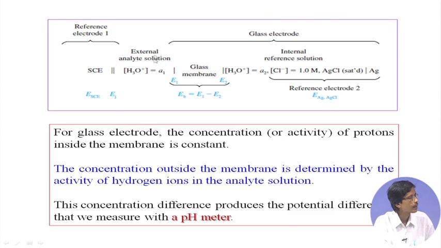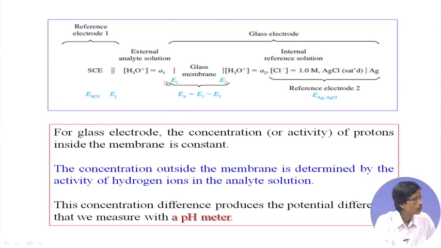So, that way we reach the corresponding measurement for your pH values. Now, how can these pH values be monitored? What you see is the external analyte solution, which you can take in a beaker, and you insert the reference electrode 1 as well as the glass electrode.